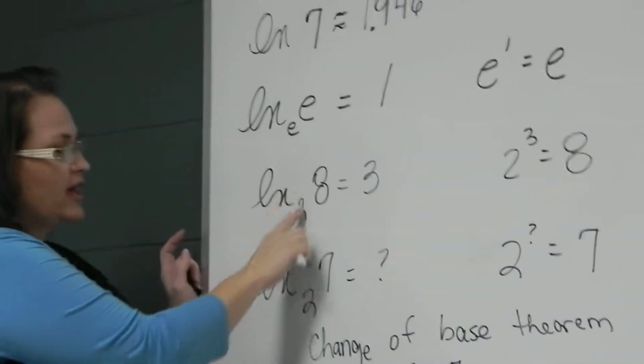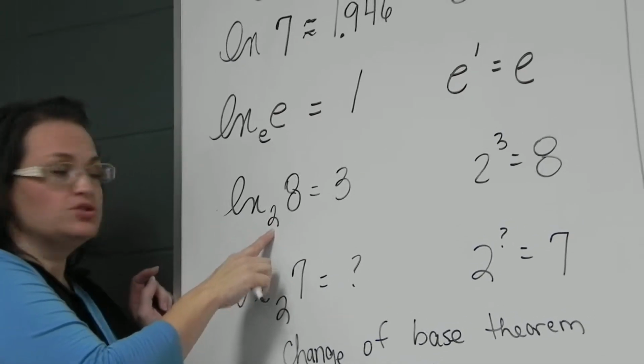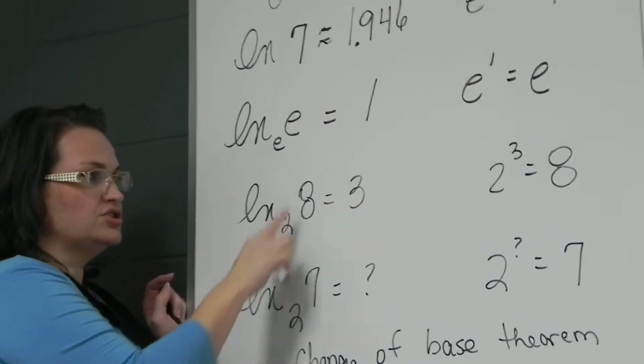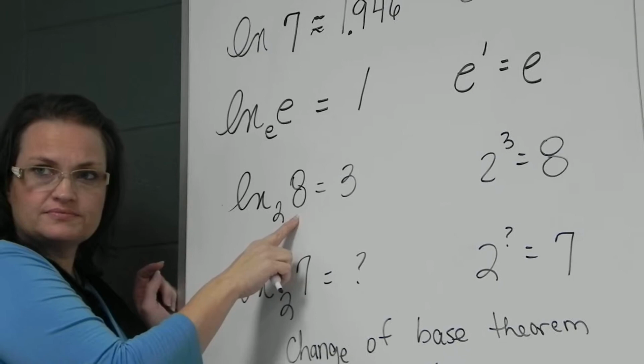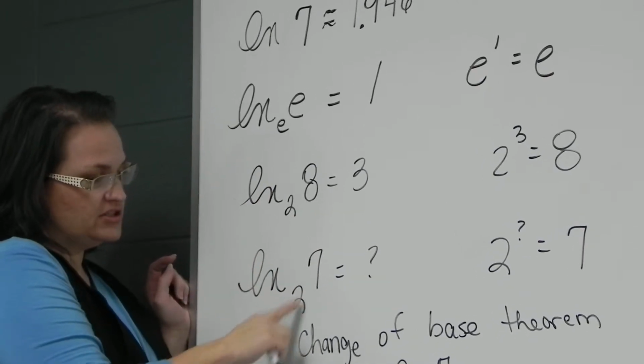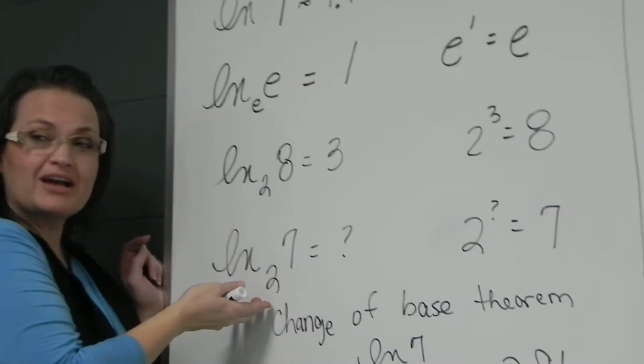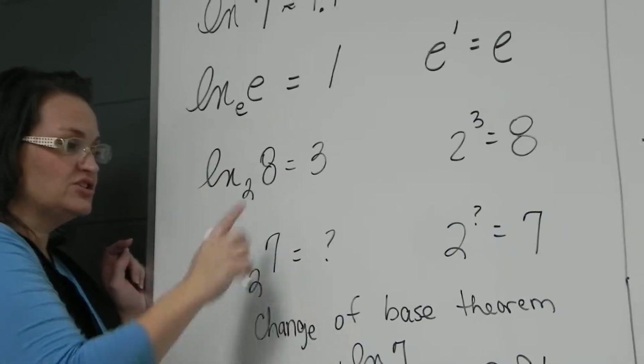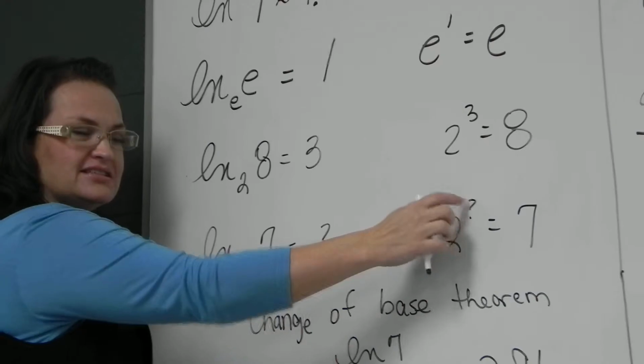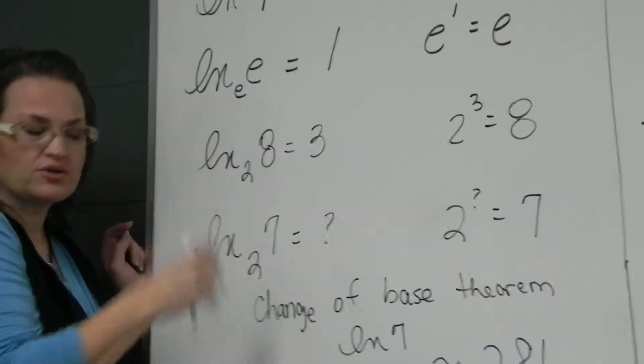Okay, another example. Log base 2 of 8 would be 3 because 2 to the third is 8. Log base 2 of 7, I left that one blank. This one I can't do directly on my calculator, and I can't just say 2 to what power is 7, since it doesn't come out perfect like some of the other examples.